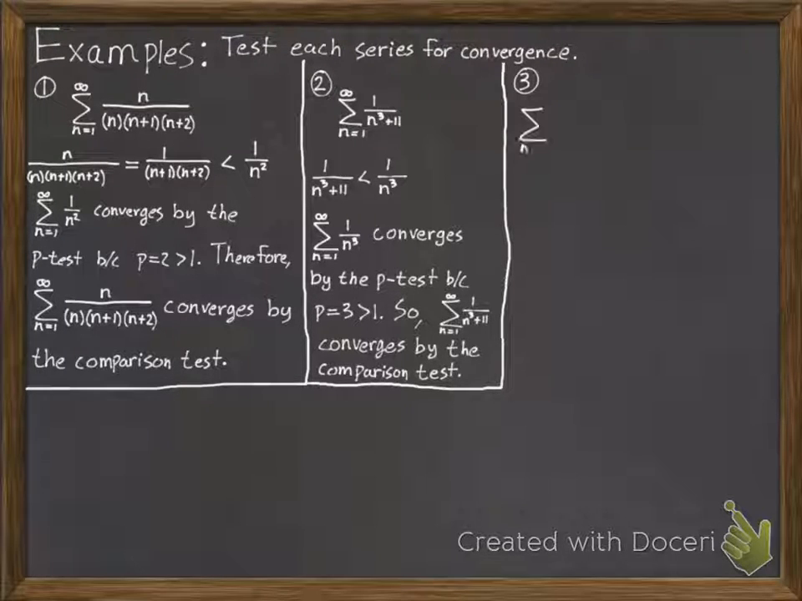Alright, let's take a look at one last example. Now this one's a little different, okay? Cosine squared of n over n squared. Well, I can't just compare that to a p-series right off the bat because I've got this cosine squared on top. But here's what we can do with that.